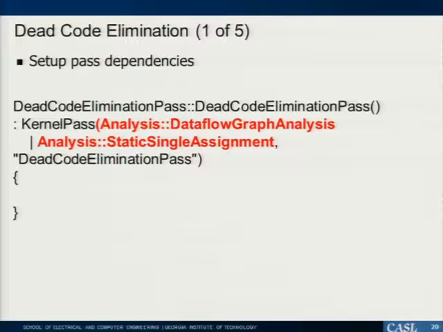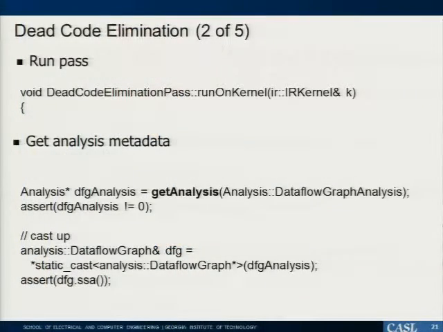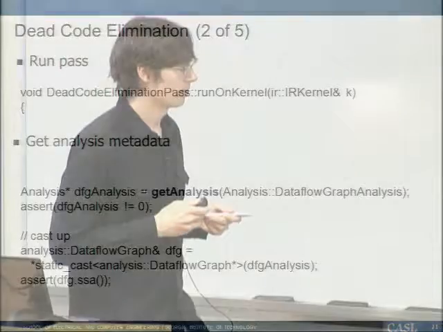So the dead code elimination pass is derived from kernel pass, which indicates that it needs data flow and SSA form as dependent analyses. So we just have an accessor. Fairly straightforward. That obtains a data flow graph and asserts that it's in static single assignment form.